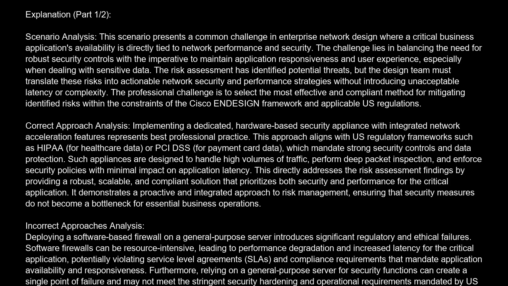The correct answer is D. Deploy a dedicated, high-performance security appliance with integrated network acceleration and advanced threat detection capabilities.